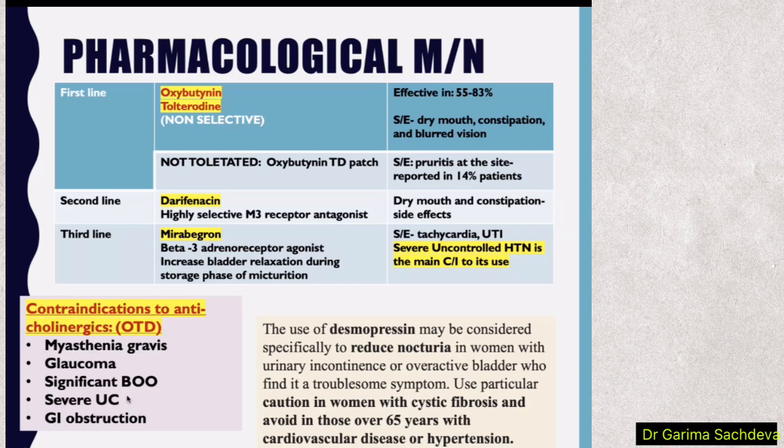And contraindications to anticholinergics, that is OTD, which is oxybutynin, tolterodine, trospium. That's how you can remember. You do not give them in myasthenia gravis, glaucoma, significant bladder outlet obstruction, severe ulcerative colitis, or GI obstruction. In all these cases, you do not give anticholinergics.